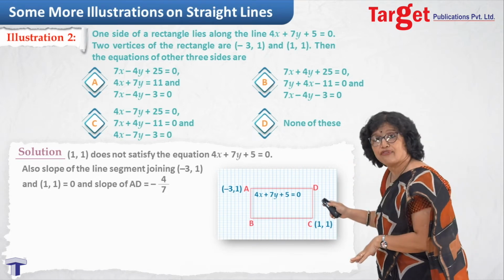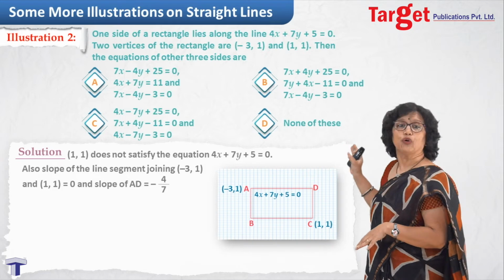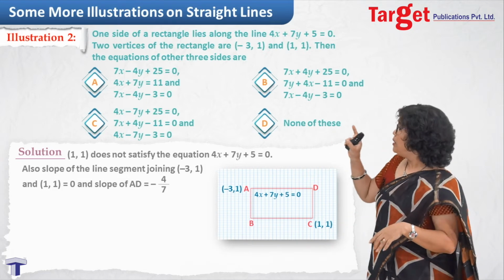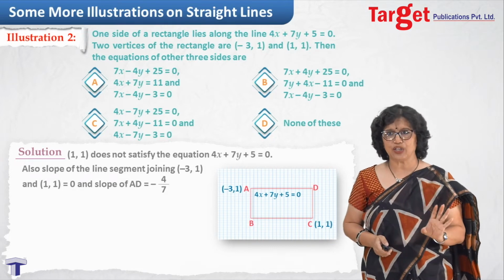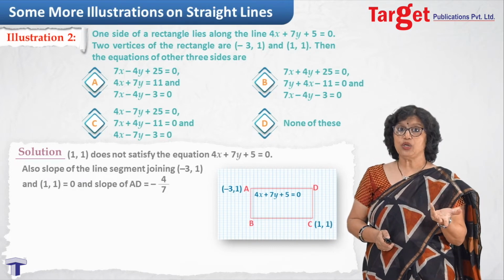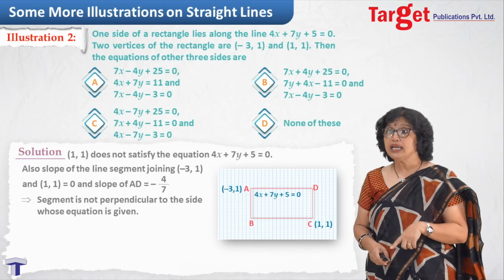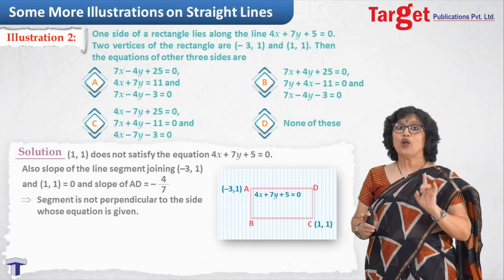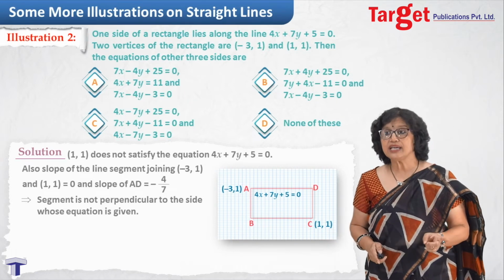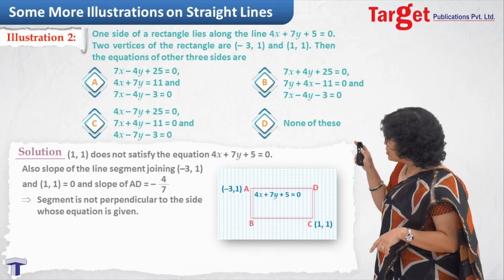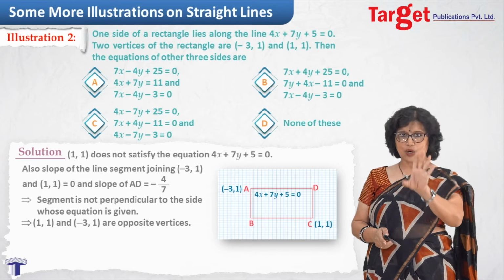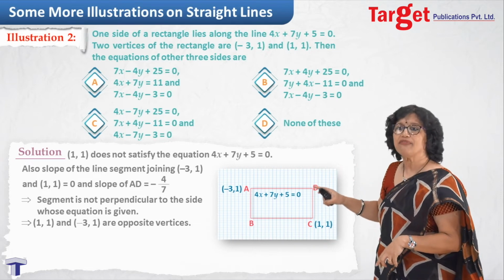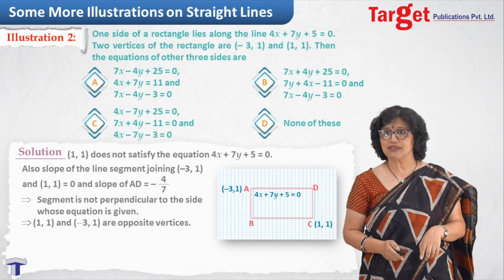And for that I have found slope of AD, that is minus 4 by 7, and slope of line joining 1, 1 and position A, which is minus 3, 1. And that turns out to be 0. So I understand that surely point C cannot be at position B, right? And hence I have written the opposite vertex as C.